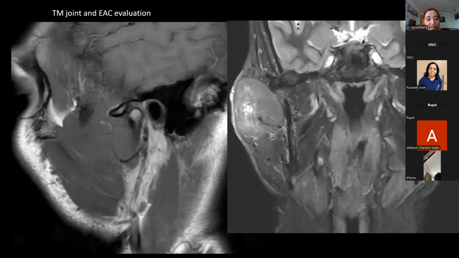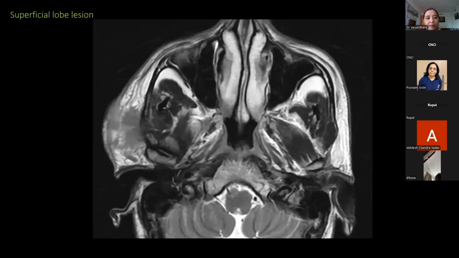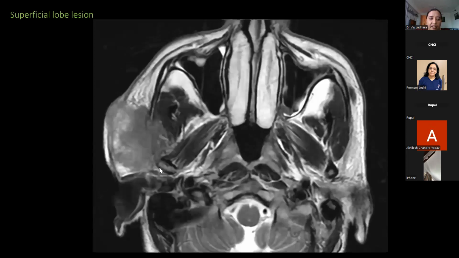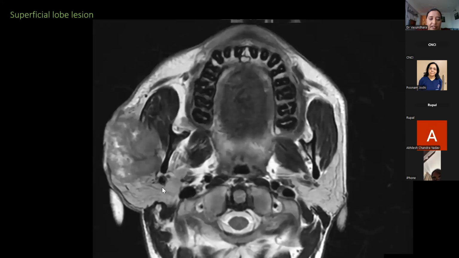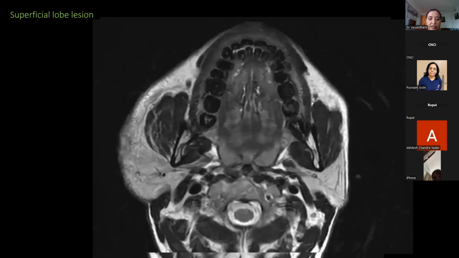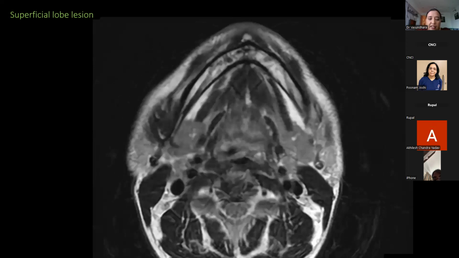So we have looked at which sequence to look at, which planes to look at. Now coming to the lesions individually. So this was a lesion located in the superficial lobe of the parotid gland, touching the ramus, lying on the masseter. It has some relation with the EAC. This is the facial nerve and the lesion was completely outside the facial nerve.